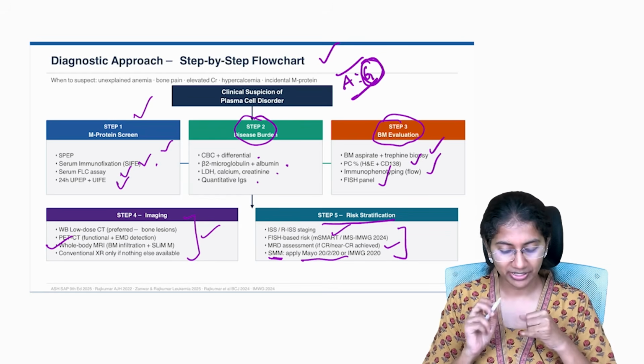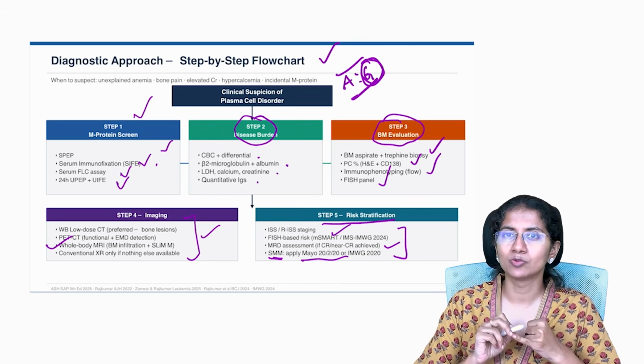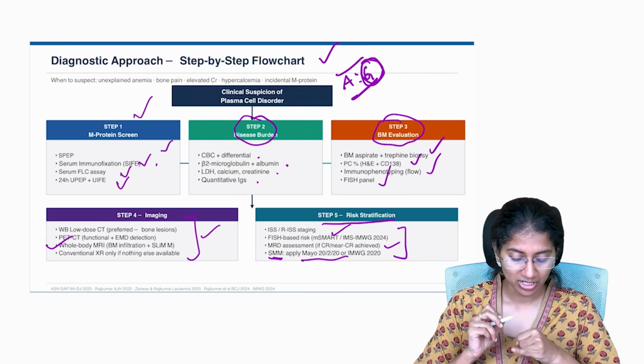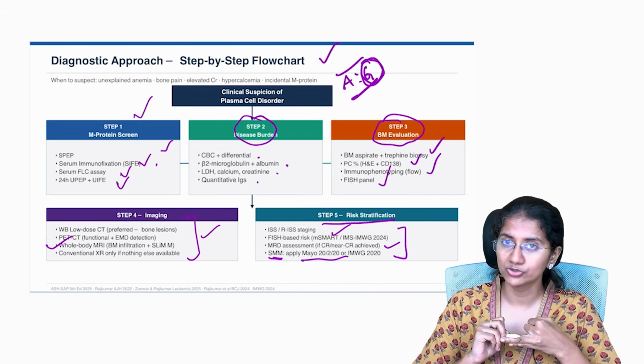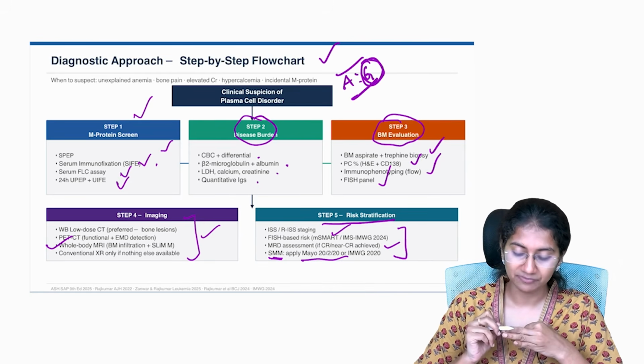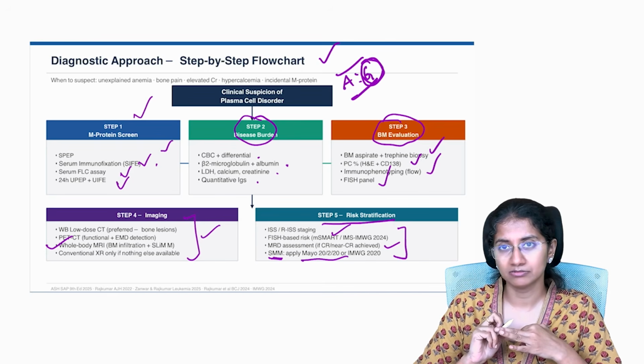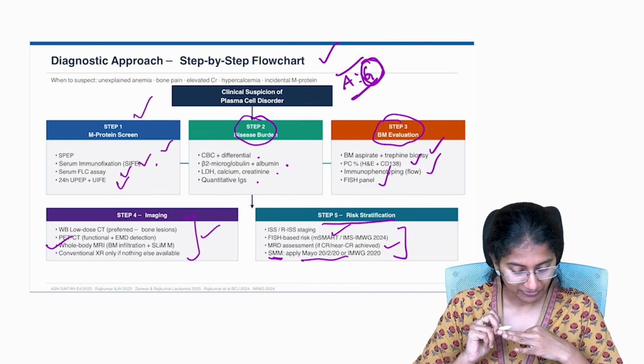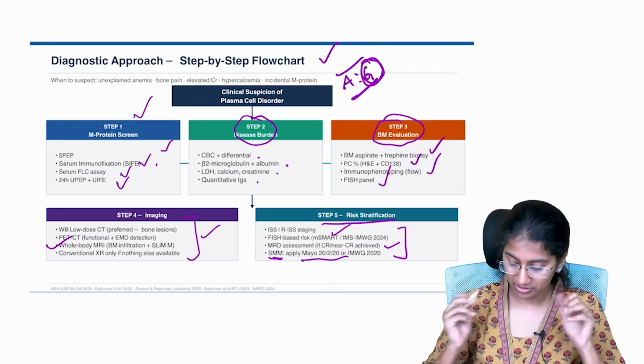So first we need to know the M protein screen, whether this is really myeloma, whether there is a secretory nature for it, and urine protein electrophoresis along with urine immunofixation. Then disease burden. Okay, then comes the bone marrow aspiration and biopsy evaluation, and then imaging, then the risk stratification.